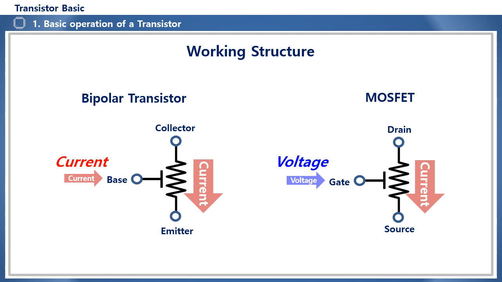And therefore bipolar transistors are classified into NPN and PNP depending on the direction of the channel current, and MOSFETs are classified into NMOS and P-type MOSFETs. Of course, the polarity of the control current or voltage also changes at this time.